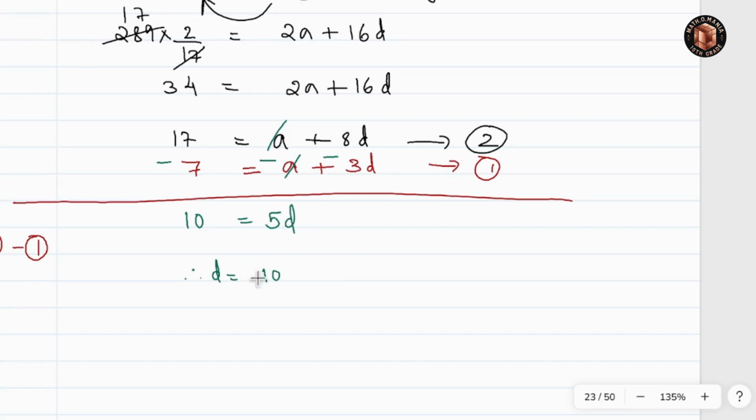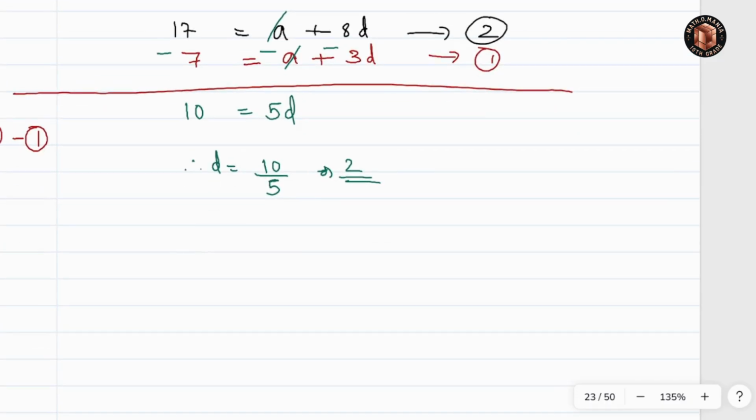Therefore, d equal to how much? 10 divided by 5, which is equal to 2. Right? Therefore, I got my d equal to 2. Then we can take our equation 1 and substitute the value of d in that equation. That is, the original equation is what? 7 equal to a plus 3d.